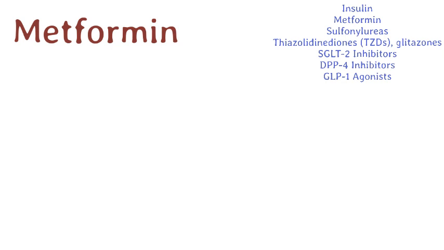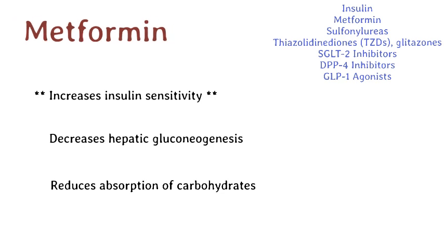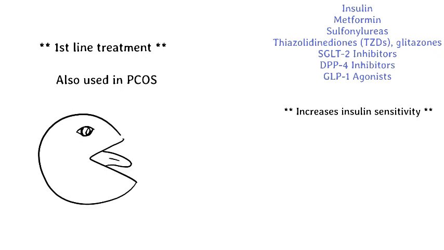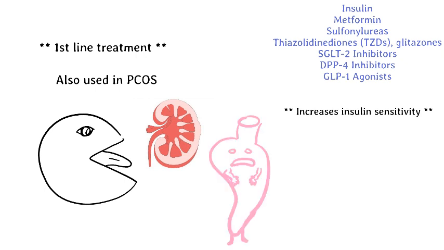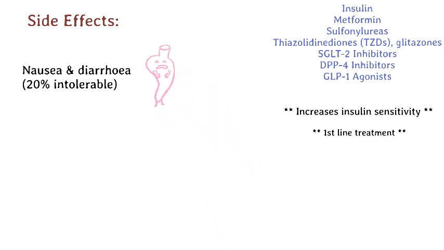Metformin increases insulin sensitivity, decreases hepatic gluconeogenesis, and may also reduce absorption of carbohydrates. Because of this, it is first-line treatment for type 2 diabetes and is used in the treatment of other metabolic syndromes involving insulin insensitivity, such as polycystic ovarian syndrome. It is taken orally and cleared by the kidneys. Metformin does not directly cause weight loss, but it may cause GI upset, which leads to weight loss. Nausea, diarrhea, and anorexia are common and may be intolerable in up to 20% of patients.